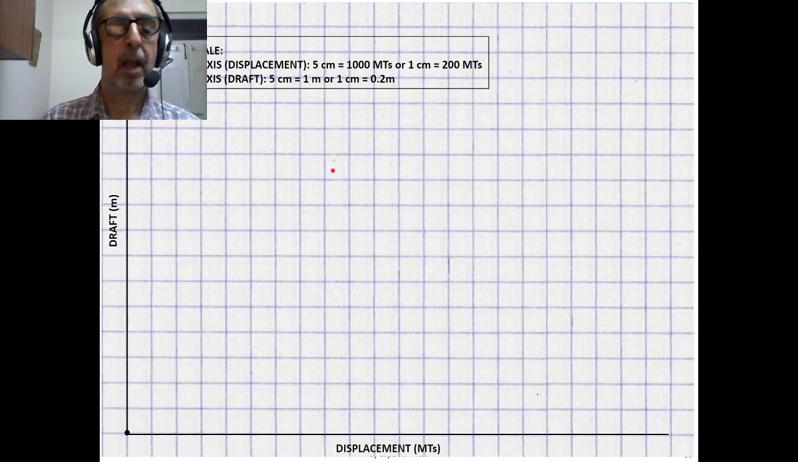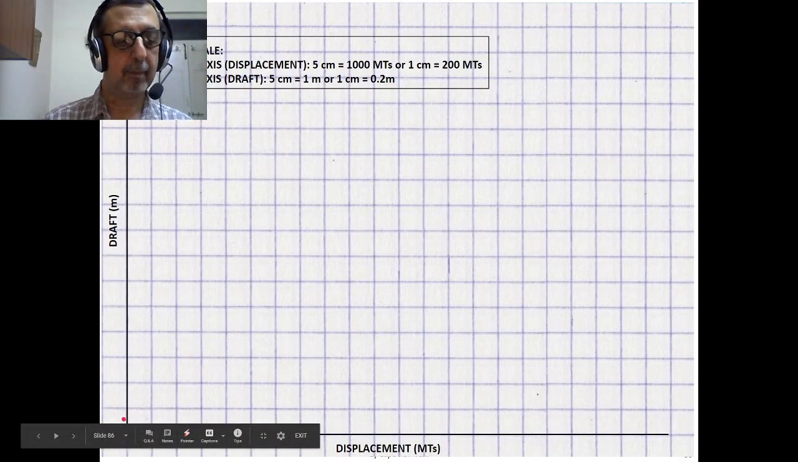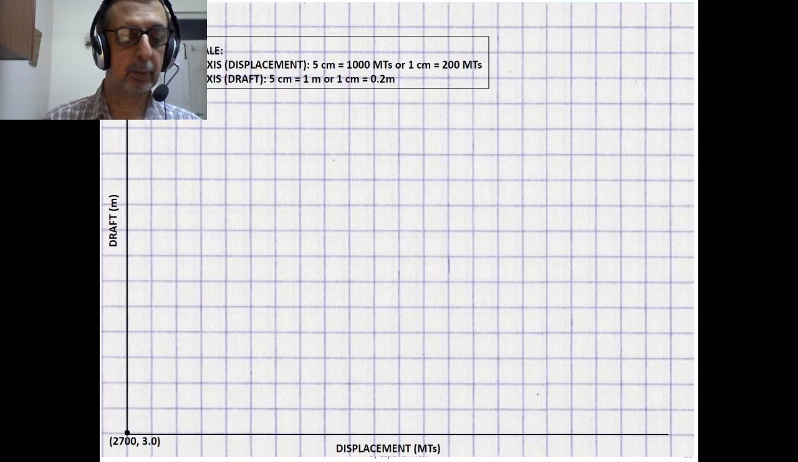So, our first point, that is the point of origin, is going to be the draft of 3 meters and a displacement of 2,700 metric tons, where I have marked it with a black dot that you see on the corner. The second point is 2,700 on the x-axis and 3 meters on the y-axis.